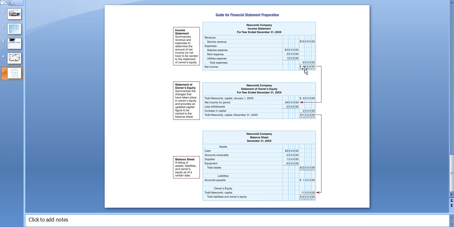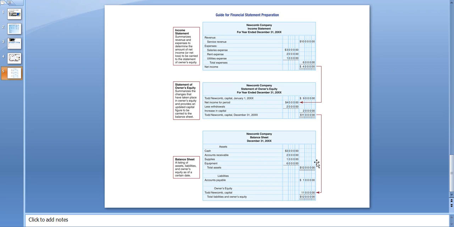And then our net income flows down from our income statement. This is increasing our owner's equity. And then Todd had taken a drawing out of the company for $2,000, so that's going to reduce our owner's equity. What we see is 9,000 plus the 2,000 net difference between net income and withdrawals. We end up with an ending balance for Todd Newcomb's capital account of $11,000, and this will flow down into our balance sheet.